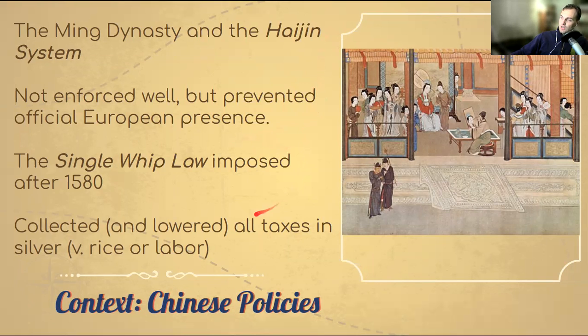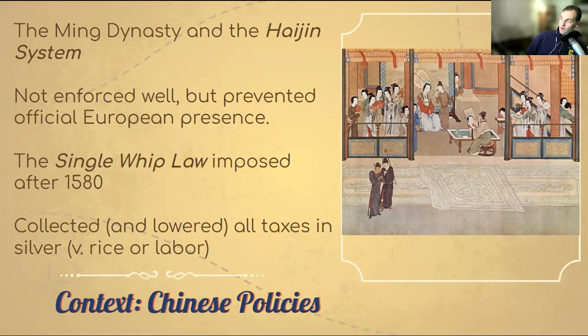There's also something called the single whip law, which was imposed after the silver began to flow in the 1570s and 80s. Essentially what it did was lower all the taxes and combine them into a single tax that everybody paid. And all of those taxes were paid in silver. Now, this was beneficial to a lot of society in China for several reasons. One is that lower taxes, that's good. The Ming Dynasty is believed to have some of the lowest taxes in all of imperial dynastic history, as well as the fact that it streamlined the tax collection process, right? Whereas before, certain villages might have paid their taxes in rice, or they might have done manual labor for the imperial government, now everyone just paid in silver.